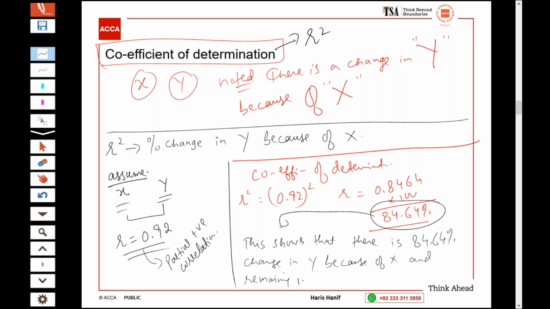That is 15.36%, because of other factors, not because of x. Because of x, the change in y is 84.64% only, and the rest of the 15.36% is because of other factors. That is not the reason x.